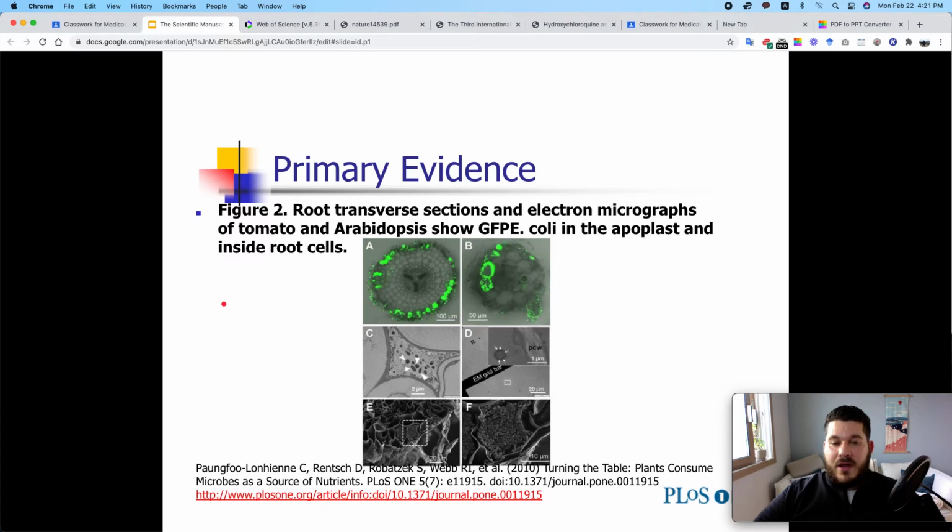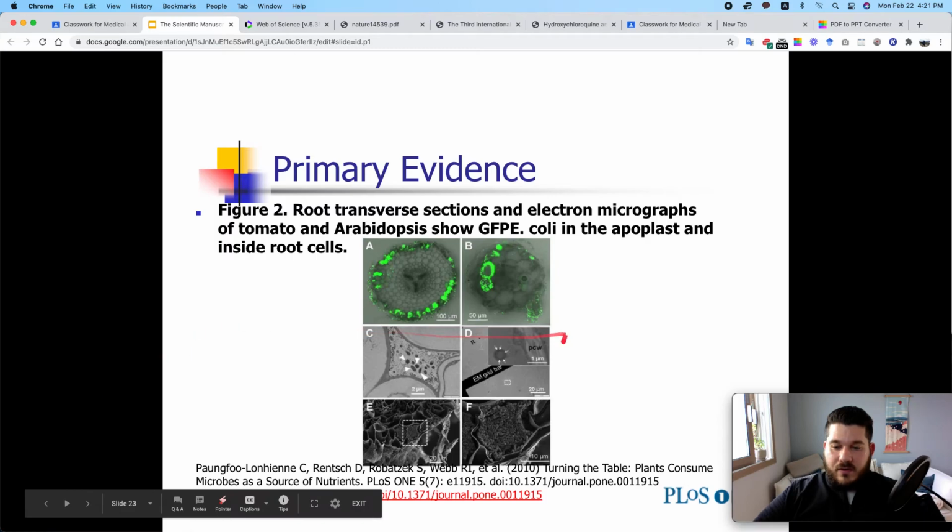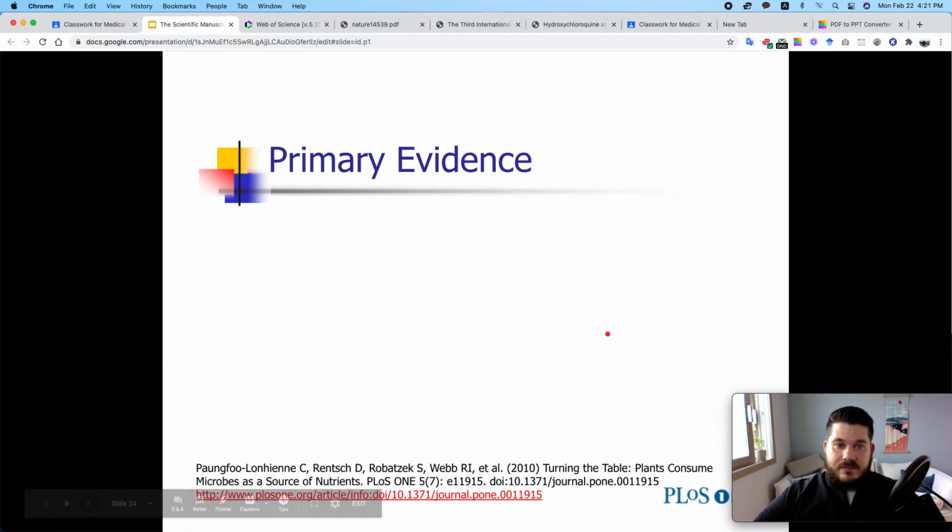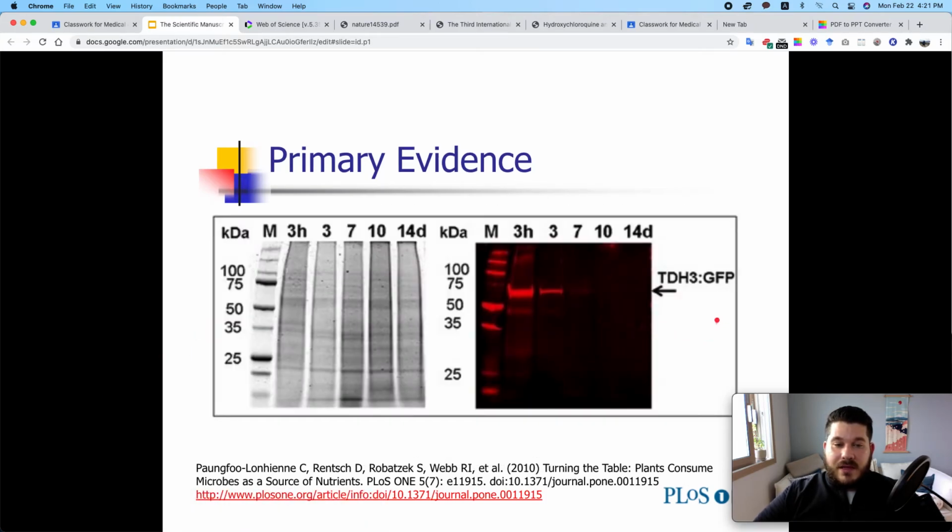Here's an example of a primary evidence slide. We have a fluorescent microscopy scan or slice here. Really nice, really awesome, especially for good publications. Another example would be a blot where you measure the expression of a protein or DNA.